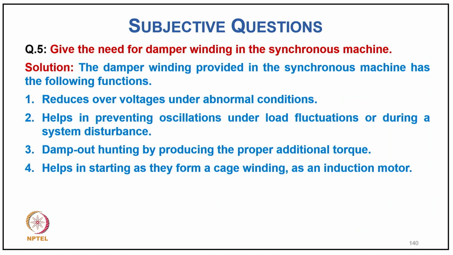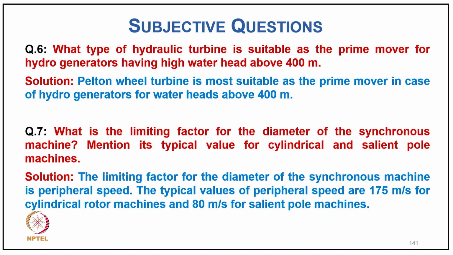Give the need for damper winding in synchronous machine. Damper winding provided in synchronous machine has the following reasons: it reduces the overvoltage in abnormal condition, helps in preventing oscillation due to load fluctuations or system disturbance, and damps out hunting by producing the proper additional torque, and helps in starting as the cage winding of an induction motor. What type of hydraulic turbine is suitable as the prime mover for hydrogenerator having water head above 400? Pelton wheel turbine is suitable as prime mover for hydro generator of head above that.